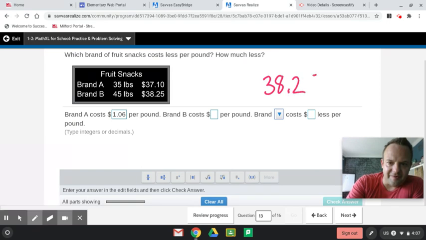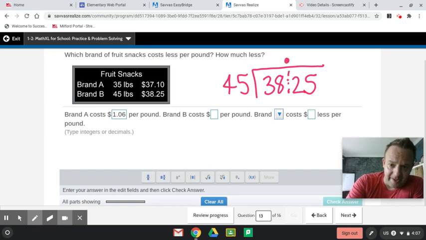$38.25. So remember, you always take the money, divide it by the quantity, 45 pounds, raise the decimal. And 45 goes into 38 0 times. I can already tell which one's going to be cheaper. Let's do 45 times 6, 7 maybe. Let's try 7.